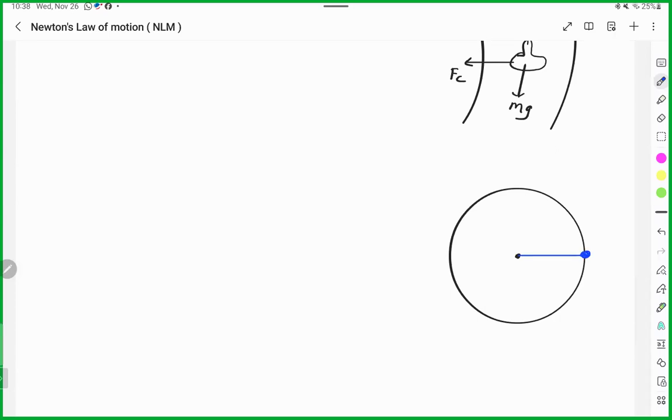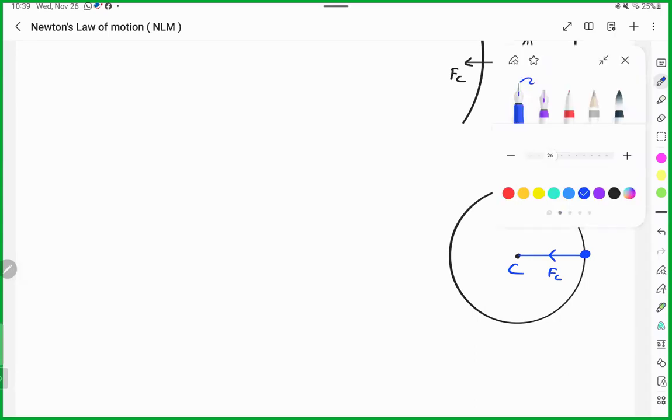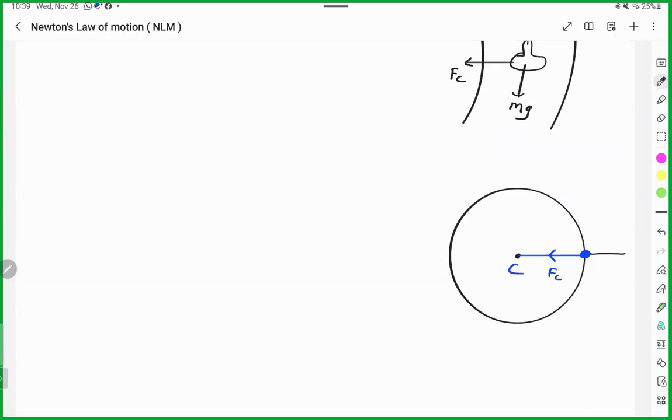So this is the stone, blue color stone. When you are rotating the stone, your hand is here at the center. C is the center. If a force is acting on this toward the center, that is centripetal force. And one force is acting away because of the rotation. That is centrifugal force.